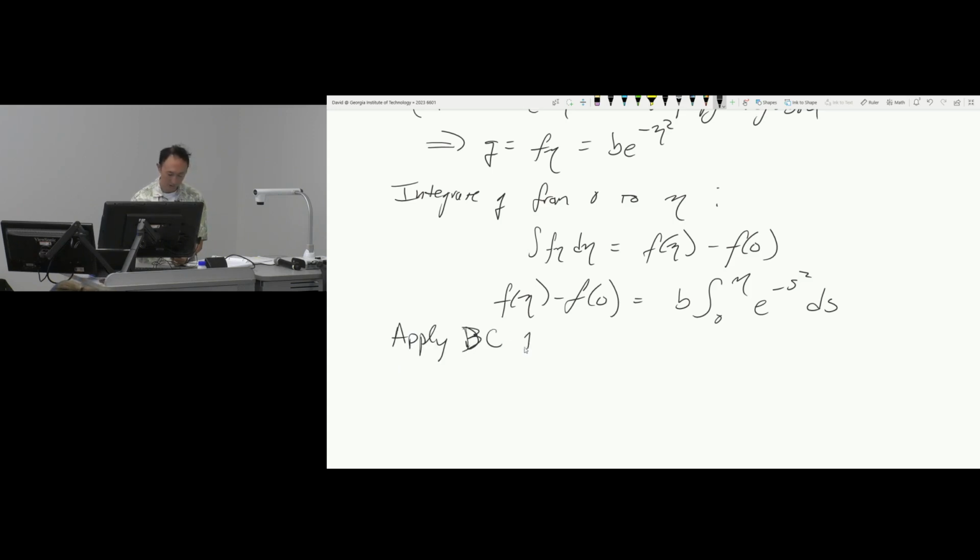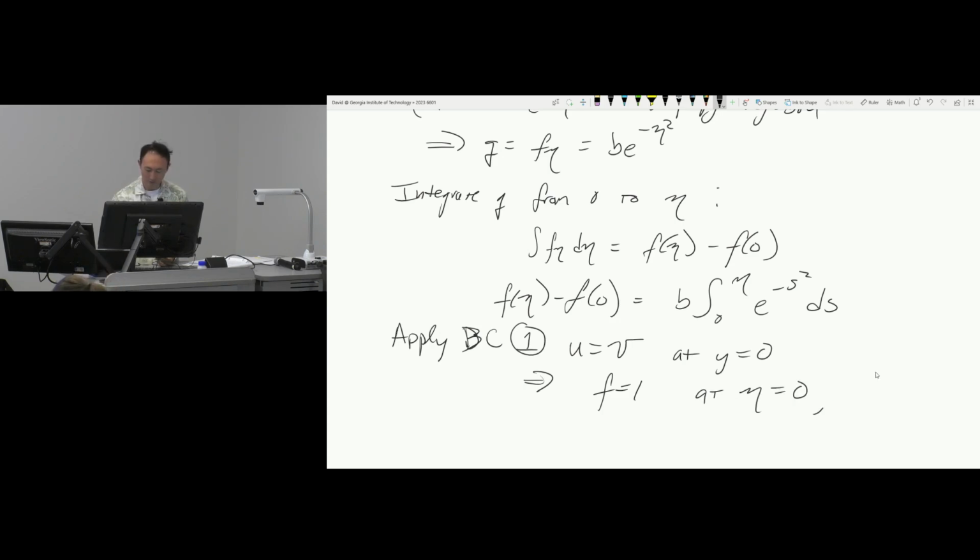So now let's apply boundary condition 1. This requires some interpretation because we had the boundary conditions written in our old units, our old variables. The no slip condition, u equals V at y equals 0, corresponds to f equals 1 at eta equal to 0.